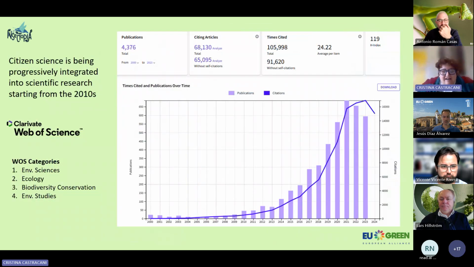Okay. In this graph, you can see how researchers are recognizing citizen science as an interesting methodology. And you can see that more or less starting from 2010, the number of scientific articles connected to citizen science in the environmental and natural science categories of Web of Science started to increase. And now in this period, we have the biggest number of articles. This is a sign that the scientific community is starting to recognize citizen science as an interesting and useful method to do science.